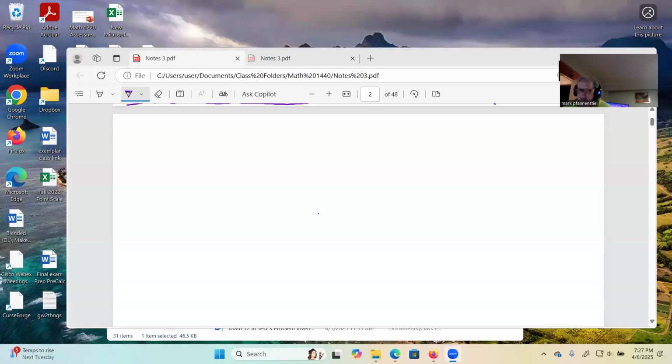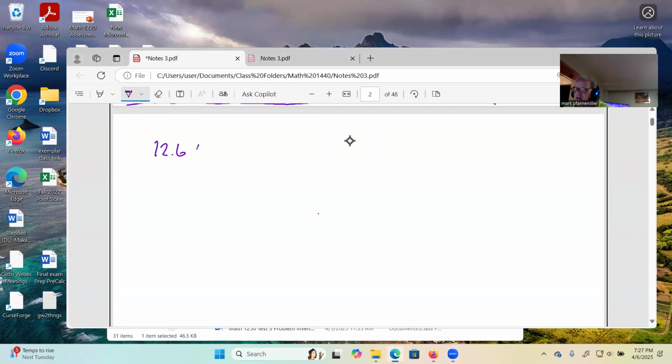All right, welcome back to Applications of Calc 2. We're going to be talking about Newton's method today. So I think this is 12.6, Newton's method. Newton's method is a way to calculate zeros of functions.